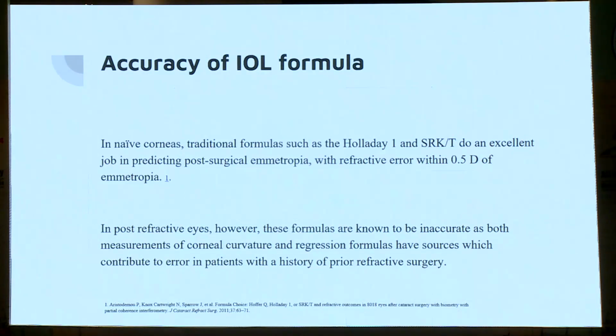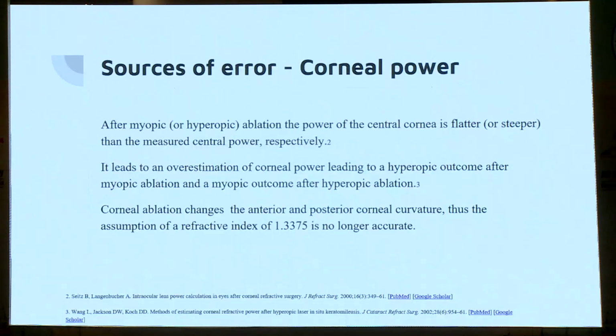Now, in naive corneas, the traditional formulas such as the Holladay 1 and the SRK/T do an excellent job in predicting post-surgical emmetropia, with refractive errors within 0.5 diopters of emmetropia. However, in post-refractive eyes, these formulas are known to be inaccurate, as both the measurements of the corneal curvature and the regression formulas have sources which contribute to the error in patients having a history of refractive surgery. So we're going to be addressing those errors.